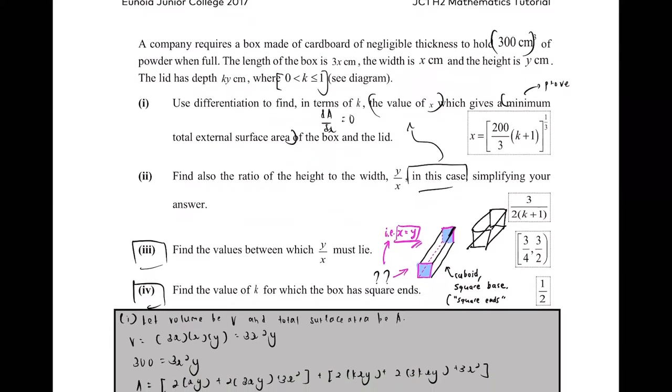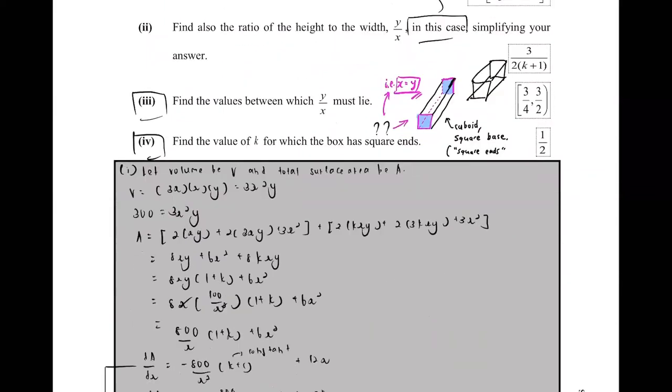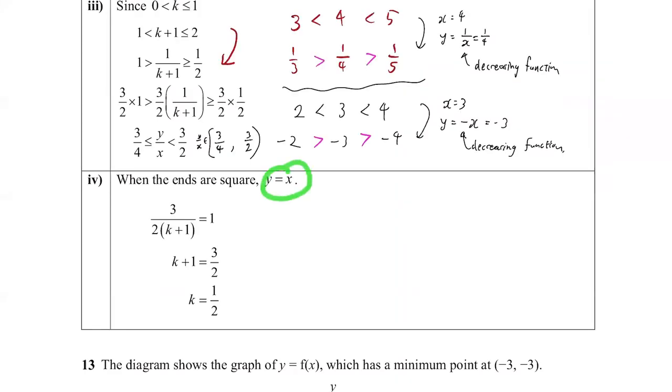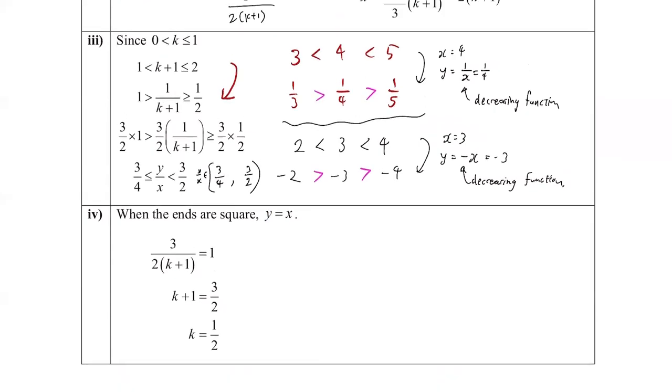Let's see. How did they do it? When the ends are square, the y is equal to x, right? But wait, that means that y over x is equal to 1, right? Oh, you can divide by x because x is not 0. X is a length. Maybe I should say x is not equal to 0 since x is a length. It's more than 0. X is more than 0. So it's safe to divide by x.